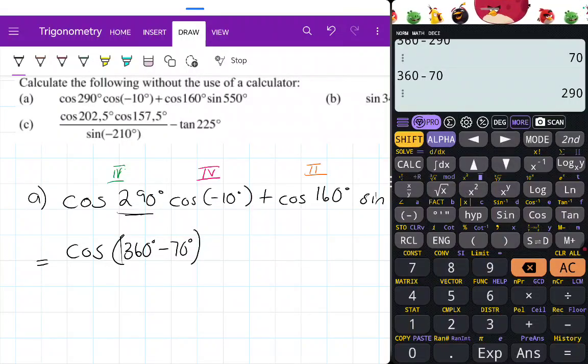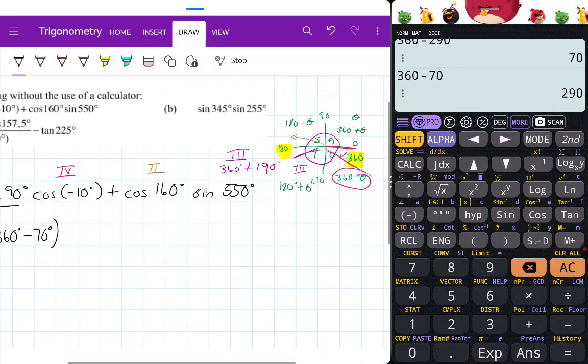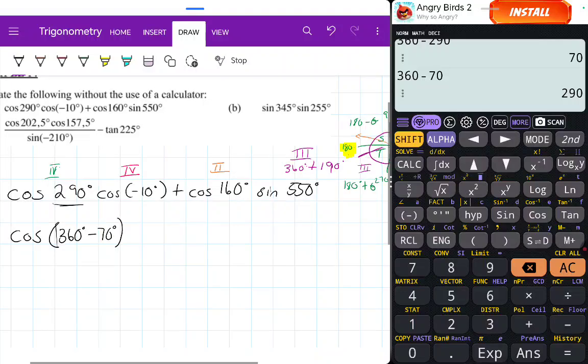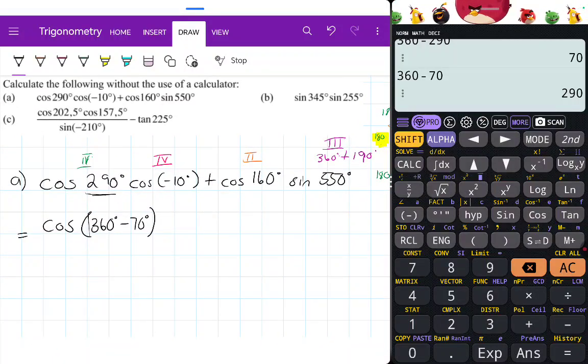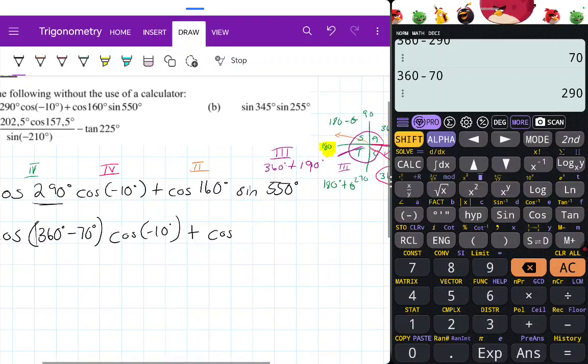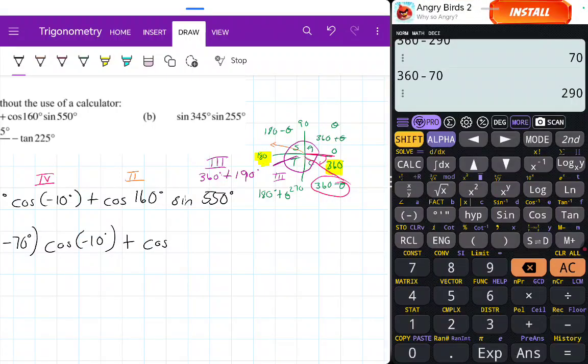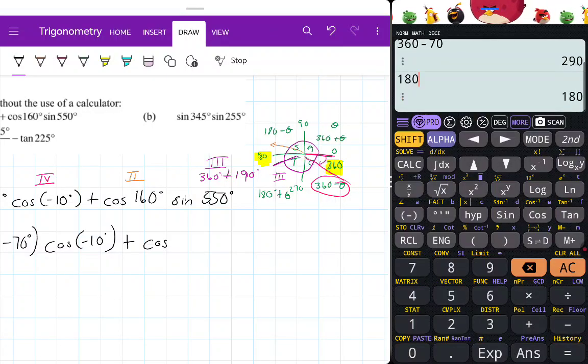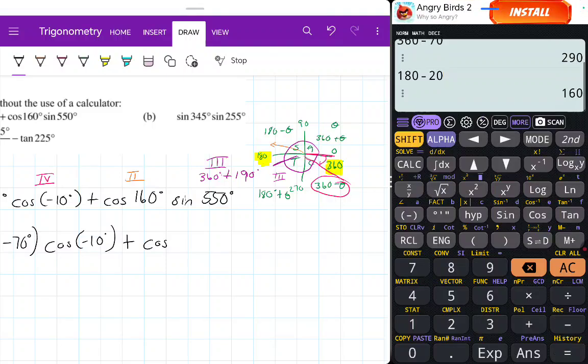Okay, let's do cosine of negative 10 degrees. So that negative 10 degrees, we are sitting in quadrant number 4. So let's leave it like that right now, and we'll come back to it when we are reducing, because right now we're just getting our quadrants straight. So we're fine over there. Plus cosine of 160. 160 is closest to 180, right? So that's going to be 180 minus 20 equals 160. 160 is equal to 180 minus 20 degrees.